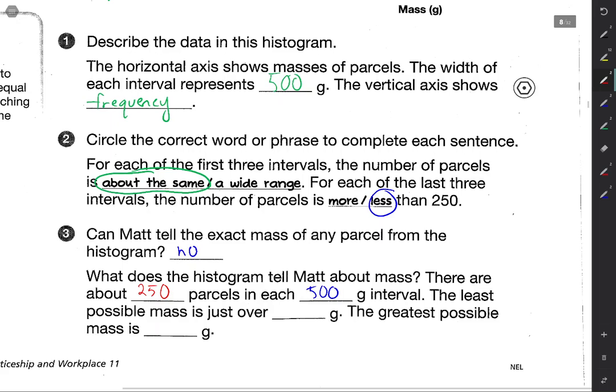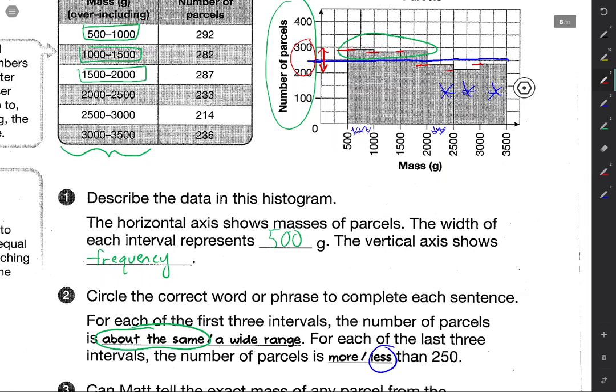The least possible mass is just over, let's see. Well, if we're looking at the mass scale over here on our horizontal axis, what is the least mass that we have on our graph? That would be 500.